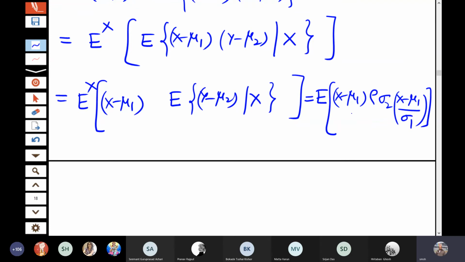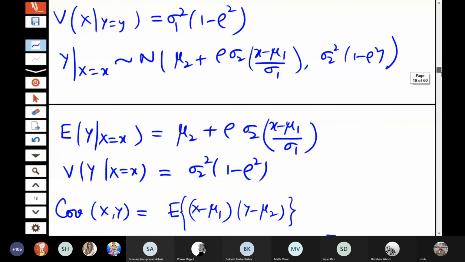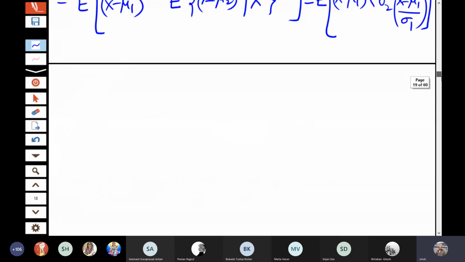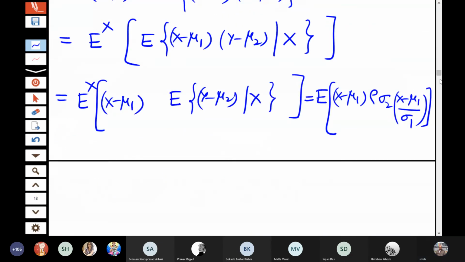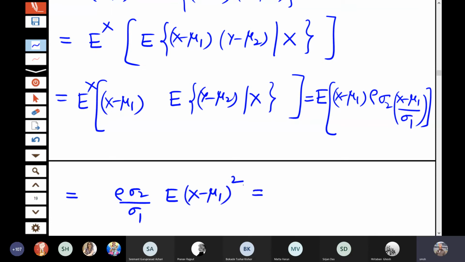Is that okay? I have written the term rho sigma 2 (x minus mu1) by sigma 1 from here. That is equal to rho sigma 2 by sigma 1 expectation of (x minus mu1) square. Expectation of (x minus mu1) square is the variance of x, that is sigma 1 square. So rho sigma 2 by sigma 1 into sigma 1 square is rho sigma 1 sigma 2. So the covariance between x and y in a bivariate normal distribution is rho sigma 1 sigma 2.